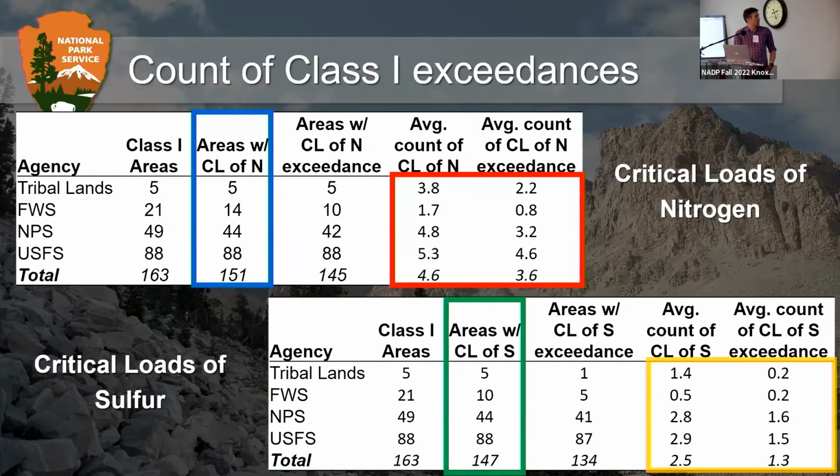But when you're looking at sulfur critical loads, of the 4 options we have, almost 3 of each of them are within Park Service and Forest Service lands, and only about half of those areas where we have them are in exceedance. So the sulfur, because we've reduced it so much more, is in a lot better condition.